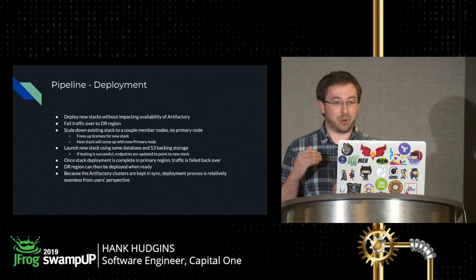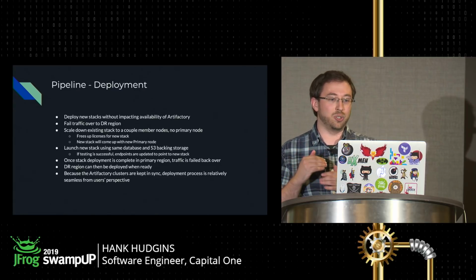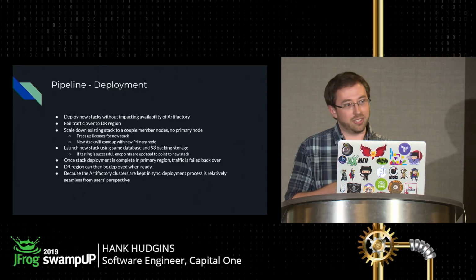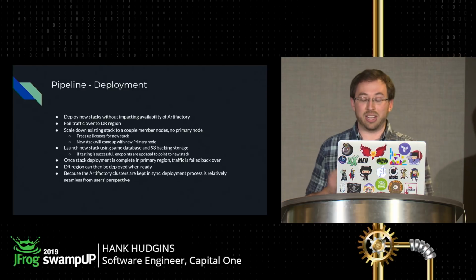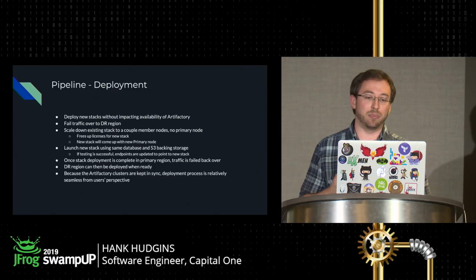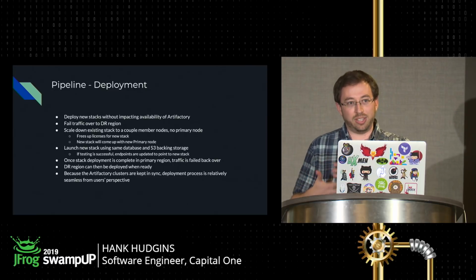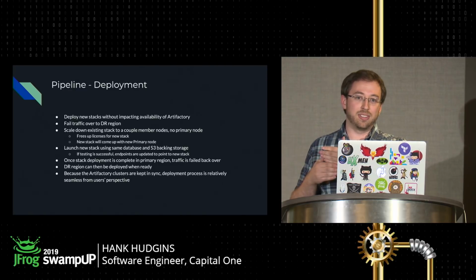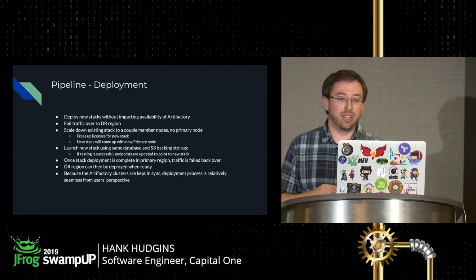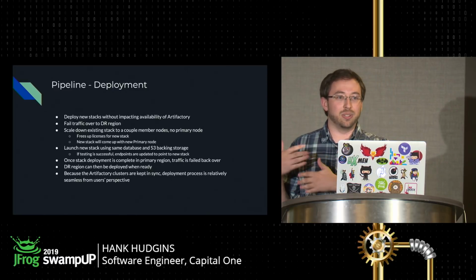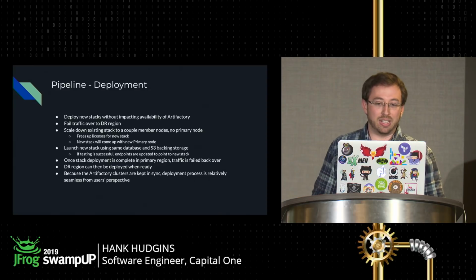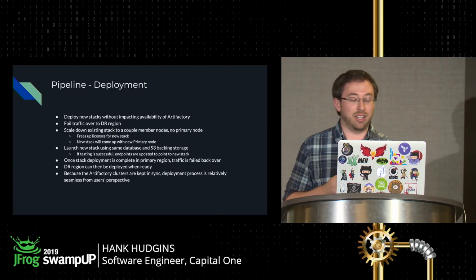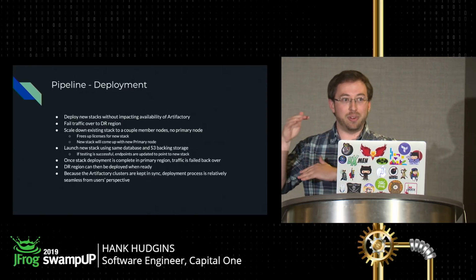As a part of that, we scale down the existing stack to just a couple member nodes. There's no users hitting the stack anymore, so it's okay to scale it down. And we actually remove the primary node as well, because the new stack coming in is going to be joining that existing Artifactory cluster, because they're going to be hitting the same database and the same S3 backing storage. So they're effectively just cycling instances into the same Artifactory cluster. That's why we scale down the number of member nodes. It frees up licenses for the new instances that are coming up. And the new primary node will be the primary node for that cluster.